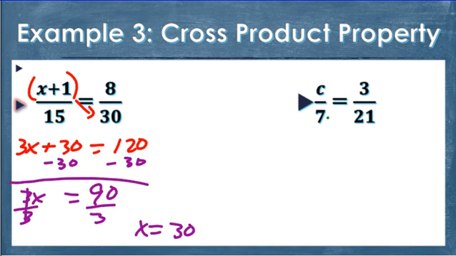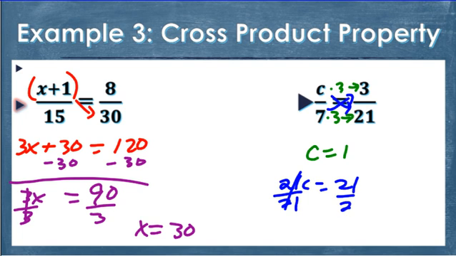And this next one, I'm going to use a shorter one because I know 7 and 21 work. 7 times 3 gives us 21. I know I can multiply by 3. I would have to multiply c by 3 to get me 3. So c would have to be 1. And if I want to prove it, I can cross multiply. It gives me 21c equals 21. Get c by itself, divide by 21. C equals 1.